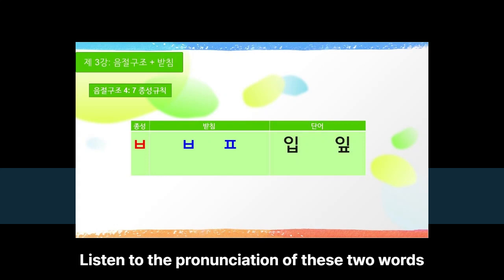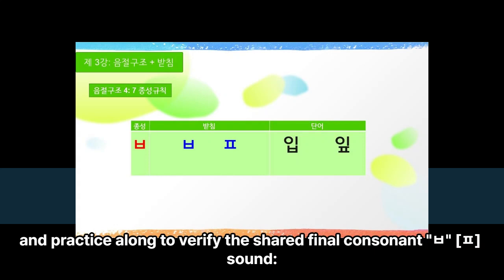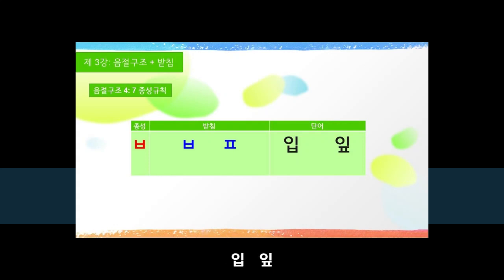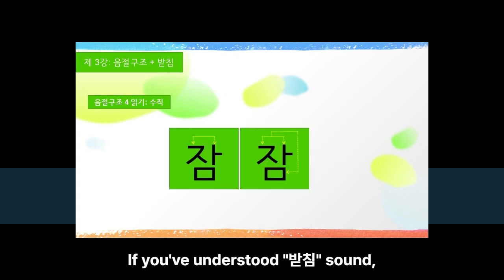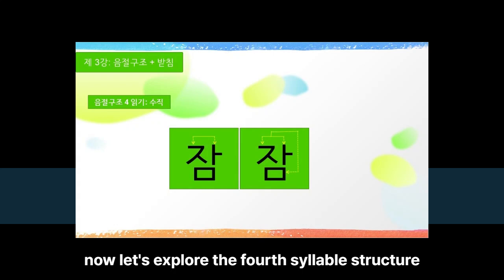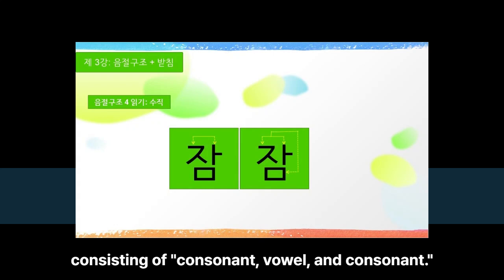Listen to the pronunciation of these 2 words and practice along to verify the shared final consonant, biup, pu, sound. If you've understood botchim's sound, now let's explore the 4th syllable structure, consisting of consonant, vowel, and consonant.